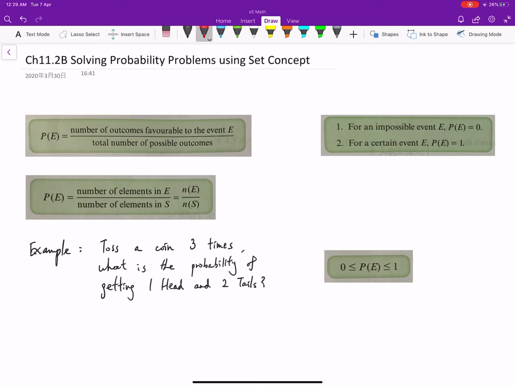Hello students, today we will go to chapter 11.2B Solving probability problems using set concept. Let's start.